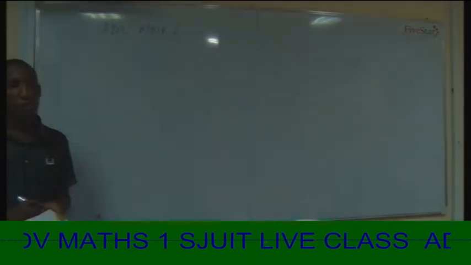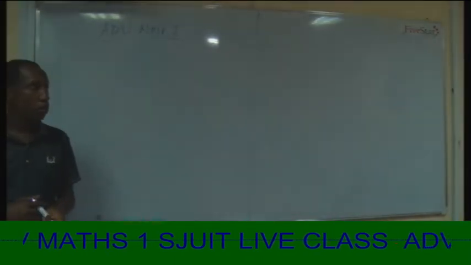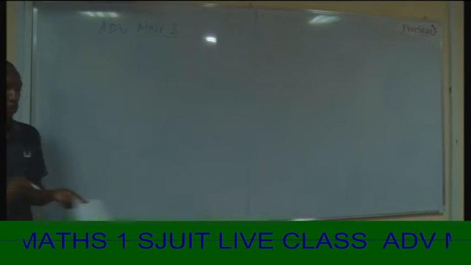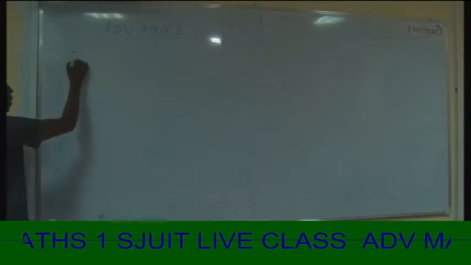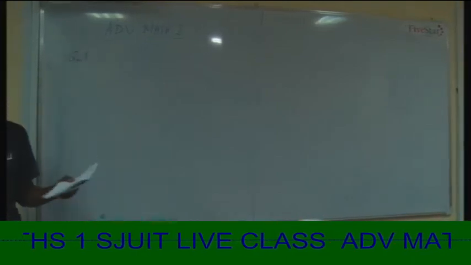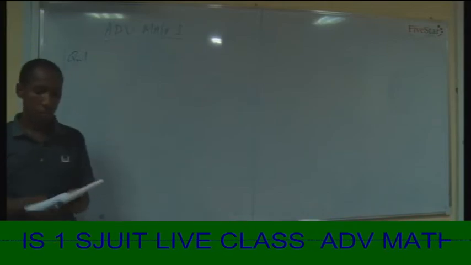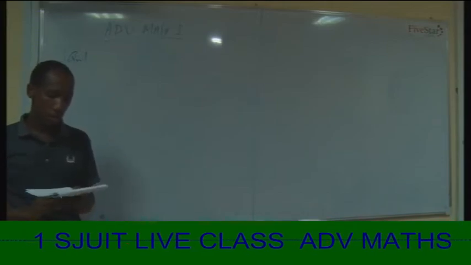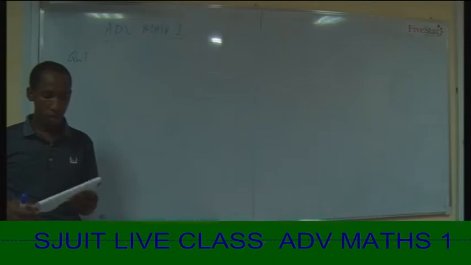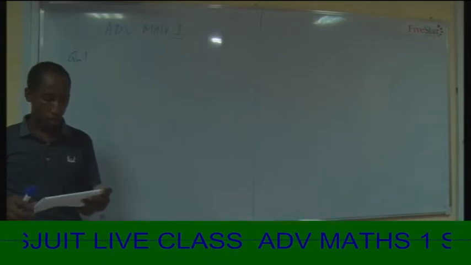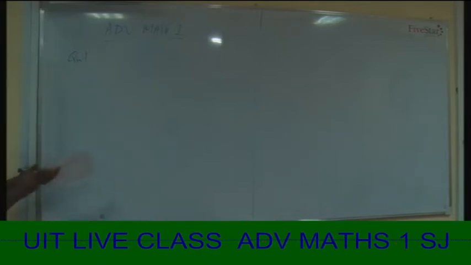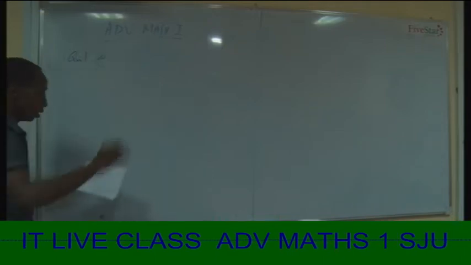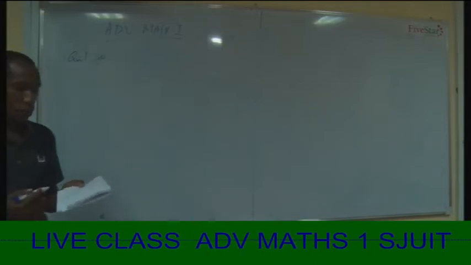The first question is on coordinate geometry 1, and a question on coordinate geometry 1 in the advanced secondary exams comes as question number 8. Our question has four parts.